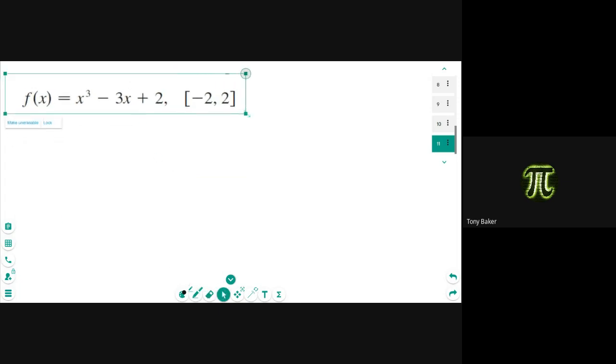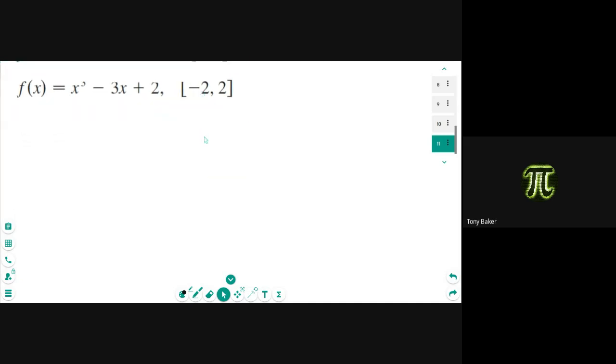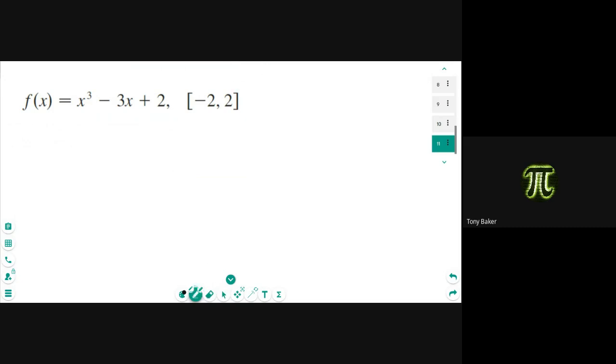All right, so we've got this problem. Using the mean value theorem, find the value of c that satisfies the mean value theorem. So, if we go back to what the mean value theorem stated, let me get the actual equation.